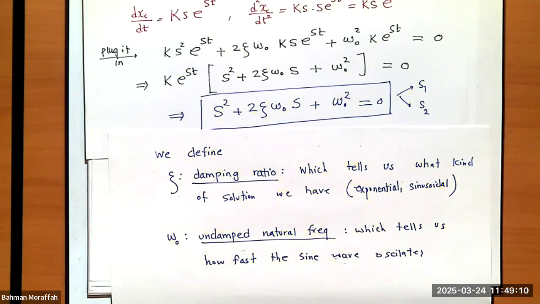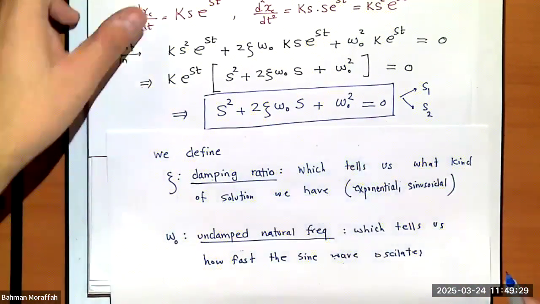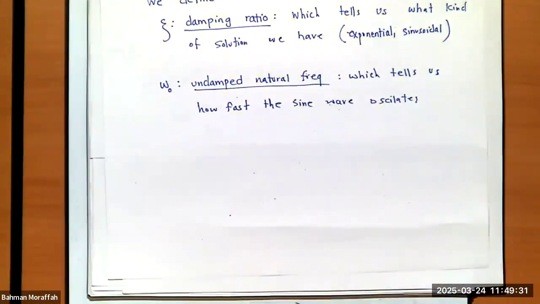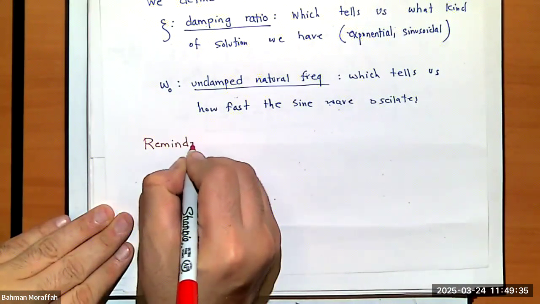In a second, you're going to see why this damping ratio tells us what kind of solution we have. But before we get there, let me quickly give you a reminder as to how we can actually solve a quadratic equation. Remember, this is the equation that we need to solve. So let me quickly remind you how we solve such an equation.